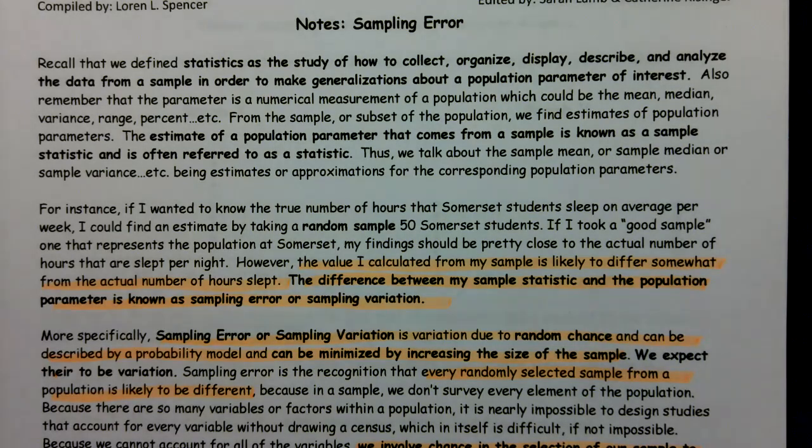Recording in progress. Good morning, this is your Stat Sensei, Mr. Spensei, and we're going to talk about sampling error and do some multiple choice, and this is going to be a slightly longer video than the previous.